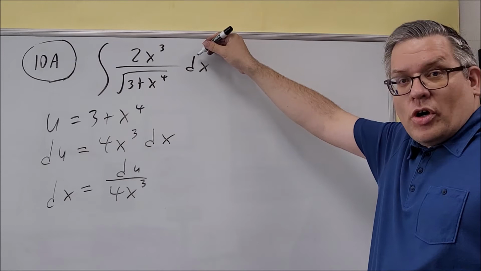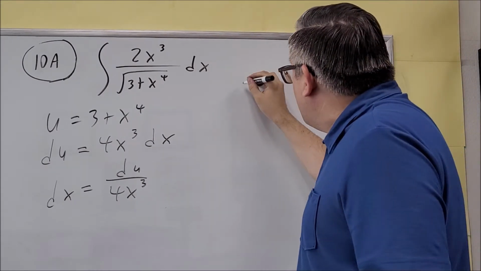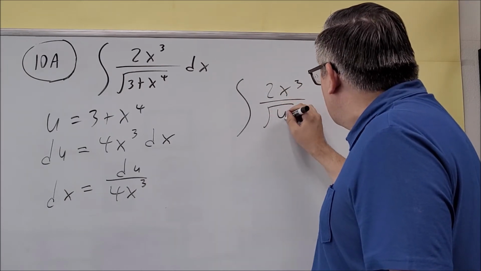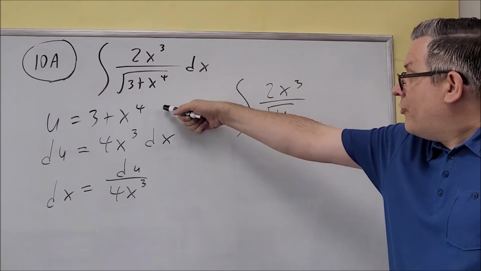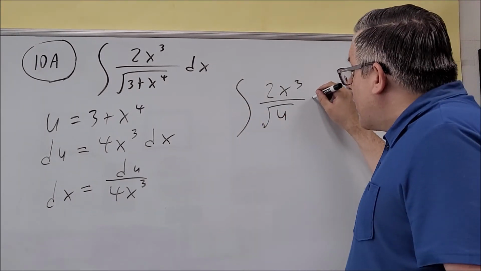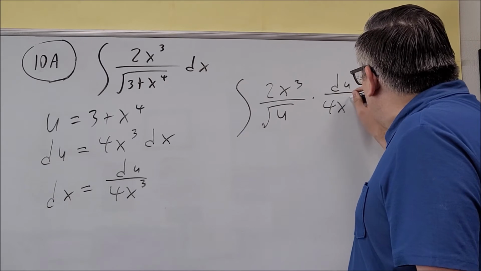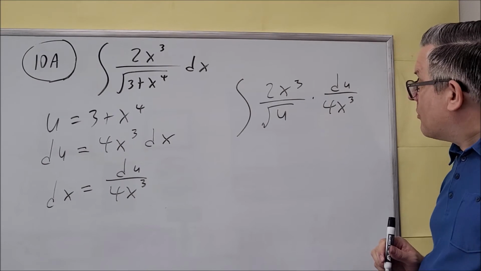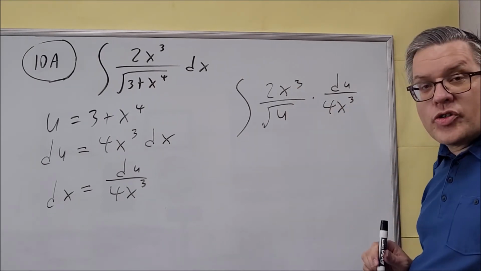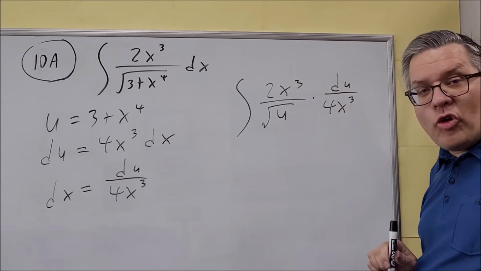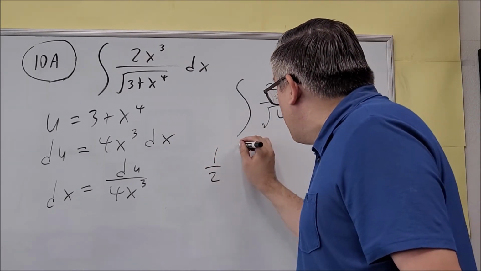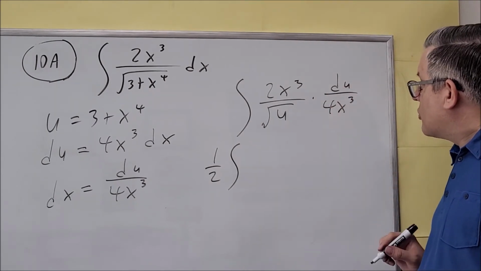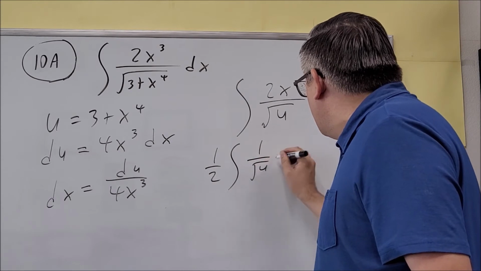We're going to come back into this one and we're going to replace everything. So let's do that here. We have 2x cubed on top. On the bottom, that's going to be square root of u, because that's our definition we made for u there. Dx is du over 4x cubed. Now that we have that, we can do some simplifying. The x cubes, both of those are going to cancel out. We end up with a 2 over 4, which is 1/2. The 1/2, we're going to put on the outside of the integral. So then the x cubes are gone, so now we just have 1 over square root of u du.